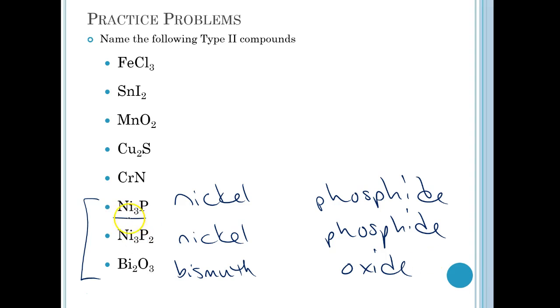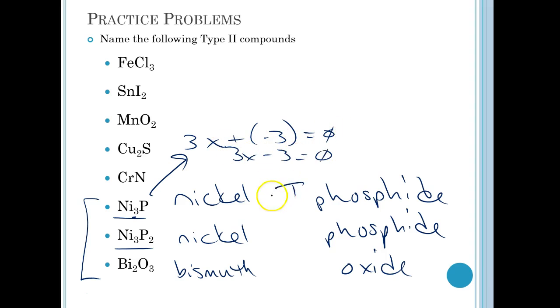Now I want to figure out the charges on these. I'm going to do this one up here. I don't know what nickel is, X. There are 3 nickels plus whatever phosphorus is, which is -3 on the chart, equals 0. So 3x minus 3 equals 0, x equals 1. For this one, I have the same kind of situation, except it's 3 times the nickel plus 2 times the -3, sulfur, equals 0. So I have 3x minus 6 equals 0. X is therefore 2.